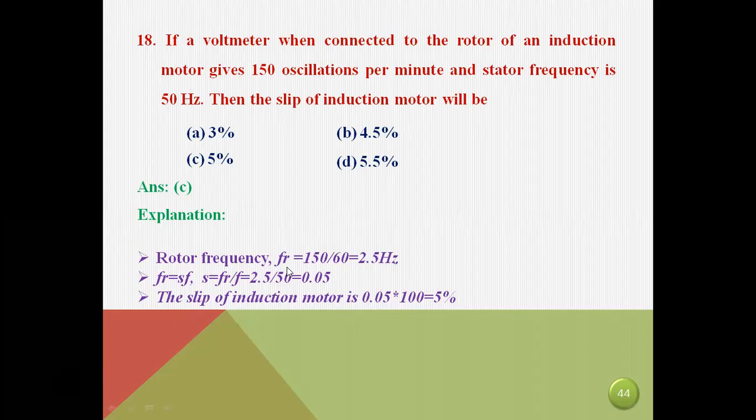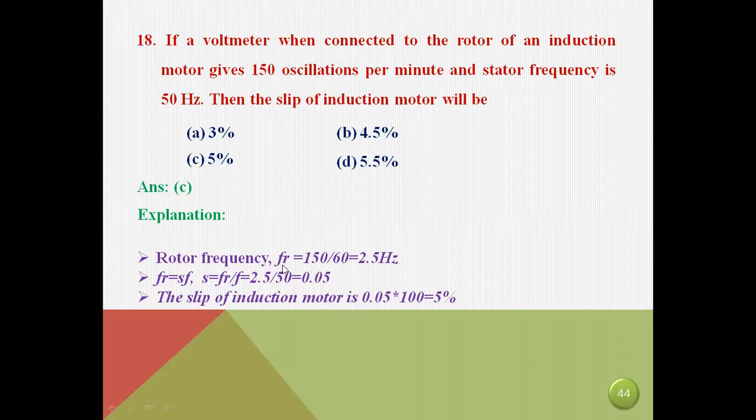But for Fr, what equation do we have here? If you see, they have given oscillations, and we have 150 upon 60. If you solve, you will get 2.5 hertz. They have given that if a voltmeter is connected to the rotor of an induction motor, it will give us 150 oscillations. So you can take the number of oscillations here per minute.